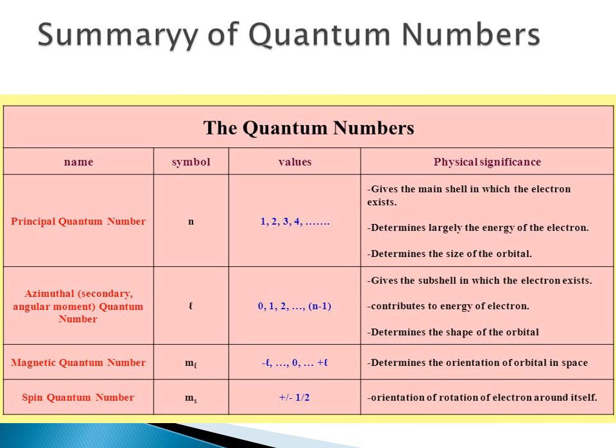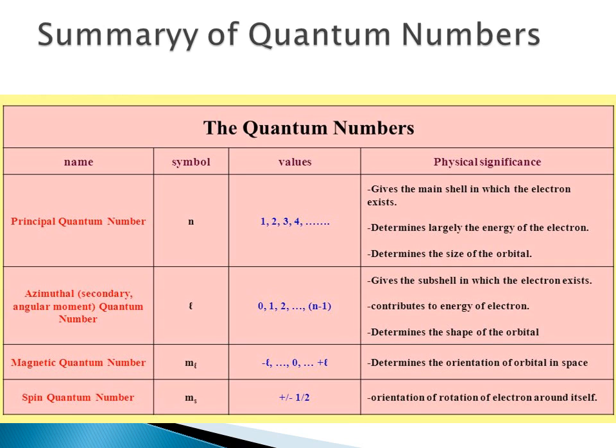First, see here the principal quantum number, denoted by n, which takes the values 1, 2, 3, 4 and so on. It gives the main shell in which the electron exists. It largely determines the energy of the electron, and it also determines the size of the orbital. The next is the azimuthal quantum number, denoted by the symbol l, which has values from 0 to n minus 1. It gives the subshell to which the electron belongs, contributes to the energy of the electron, and determines the shape of the orbital.